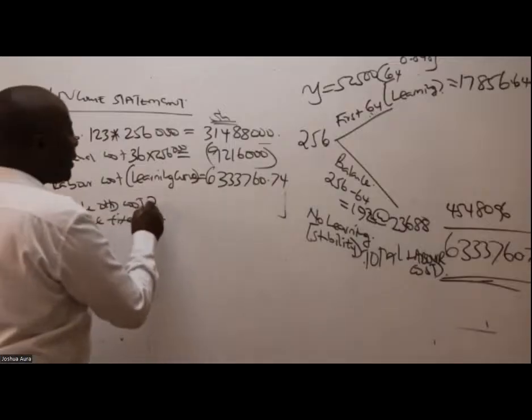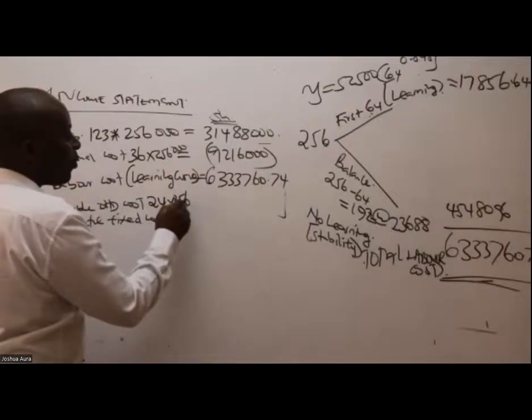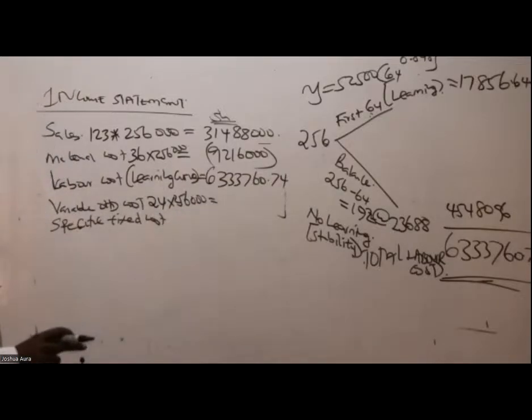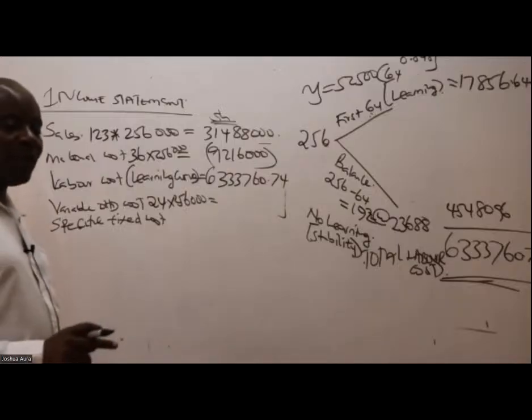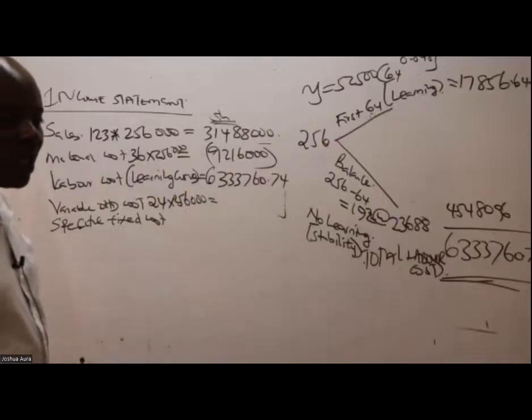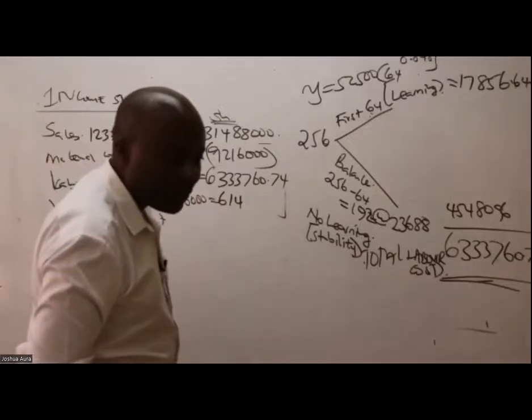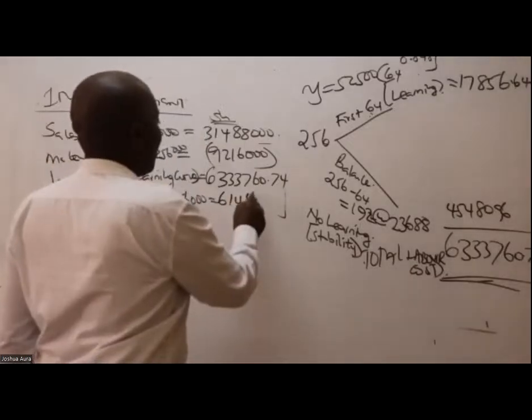So if it's per unit, I'll take 24 times the total number of units here, which are 256,000. So what is 24 times 256,000? Somebody give me a figure. 614,4,000. Thank you very much.